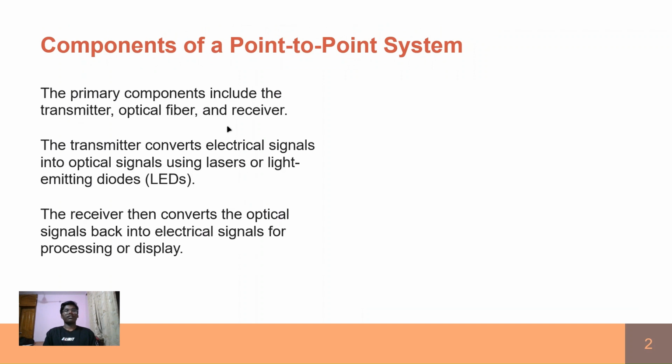Components of a point-to-point system. The primary components include the transmitter, optical fiber, and receiver. The transmitter converts electric signals into optical signals using lasers or light-emitting diodes. The receiver then converts the optical signal back into the electric signal for processing or display.